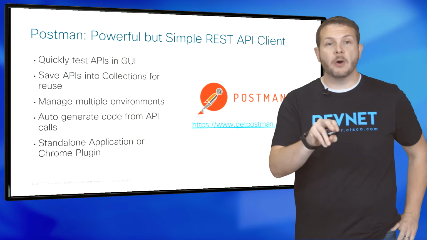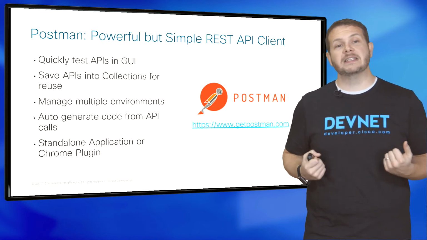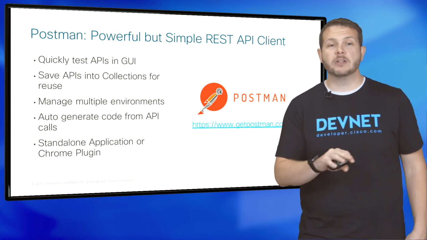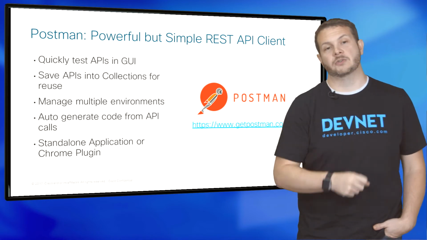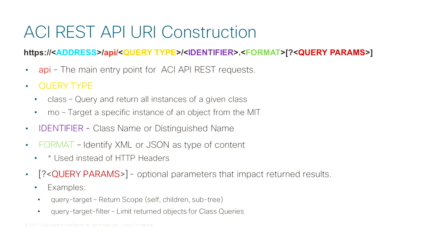Now, as a reminder, Postman is a simple but powerful REST API client. It lets us quickly test APIs using a GUI, save them into collections, and manage multiple environments so that we can use those same API calls across different APIC controllers. Before we can use Postman, let's have a quick discussion about how we construct the REST API calls for ACI.